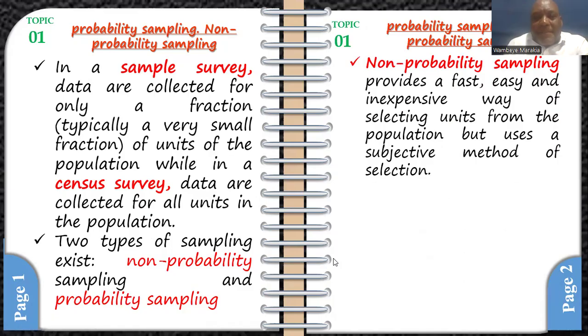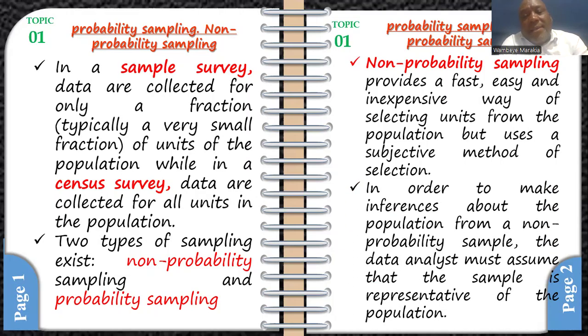Non-probability sampling provides a fast, easy, and inexpensive way of selecting units from the population, but uses a subjective method of selection. And in order to make inferences about the population from a non-probability sample, the data analyst must assume that the sample is representative of the population.